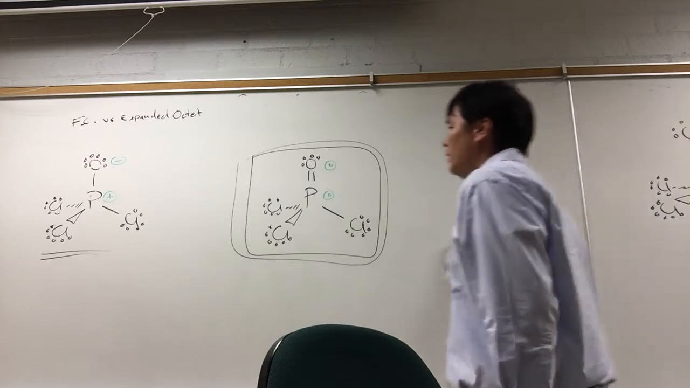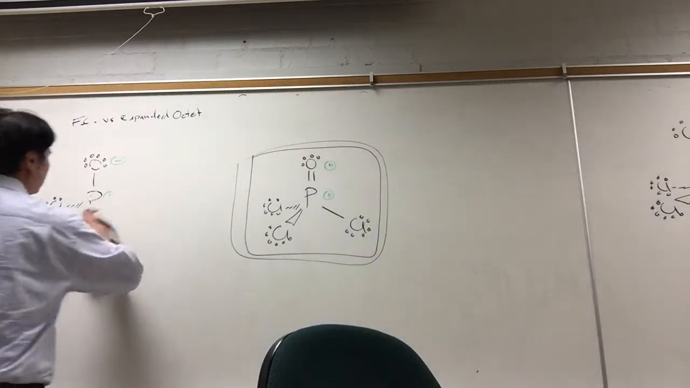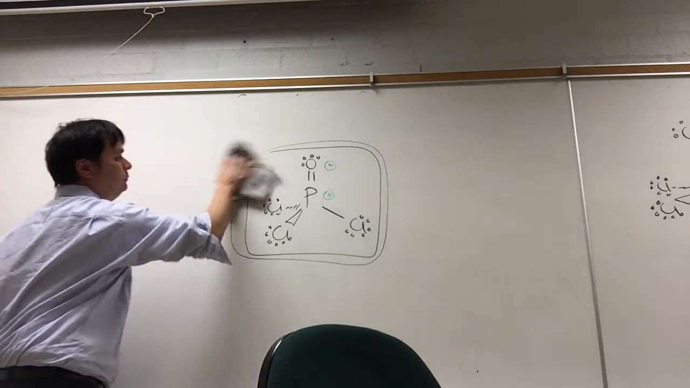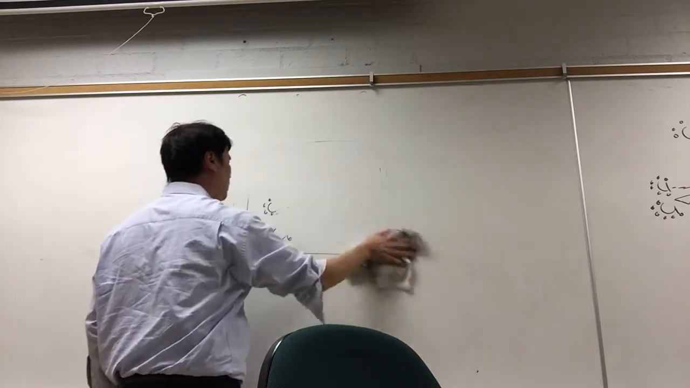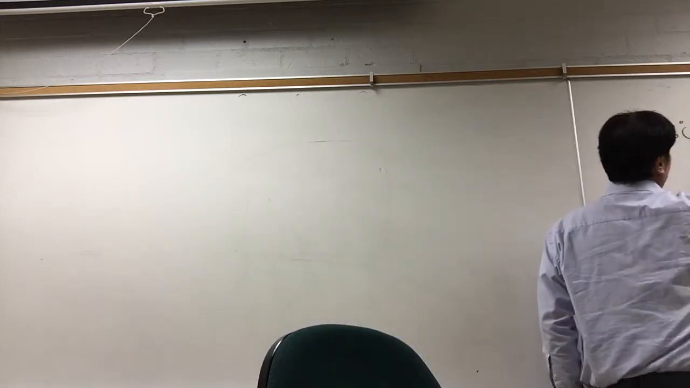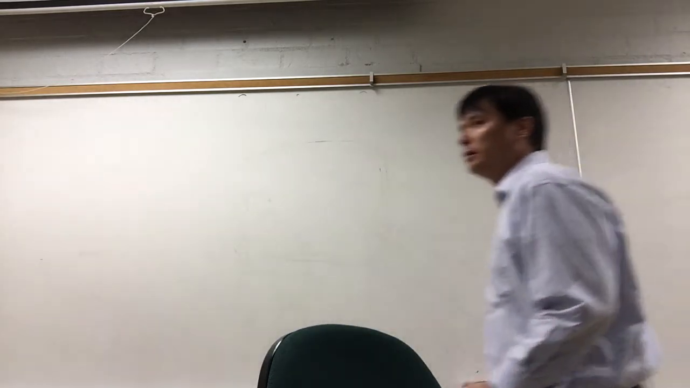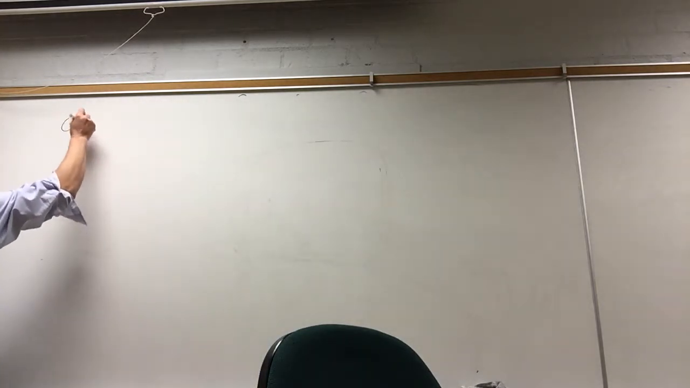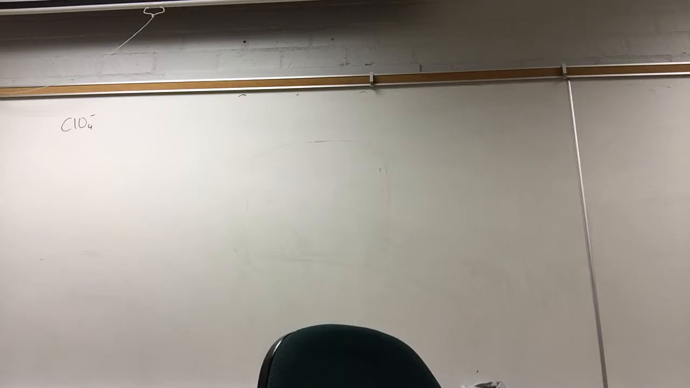All right, now we'll look at something more involved than these structures here. We're going to look at ClO4 minus, because chlorine is the central atom, and it's going to be bonded to 4 oxygens. So we got a chlorine bonded to 4 oxygens.